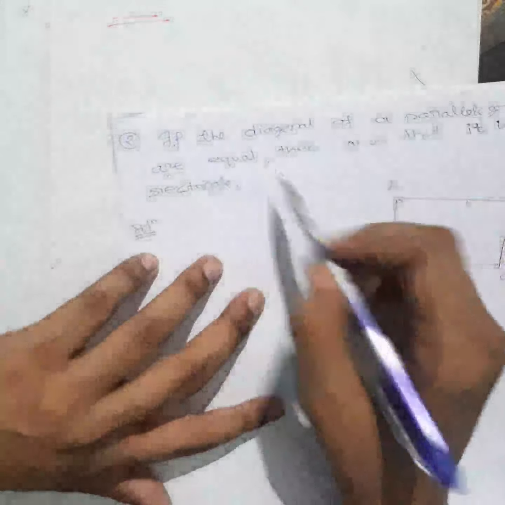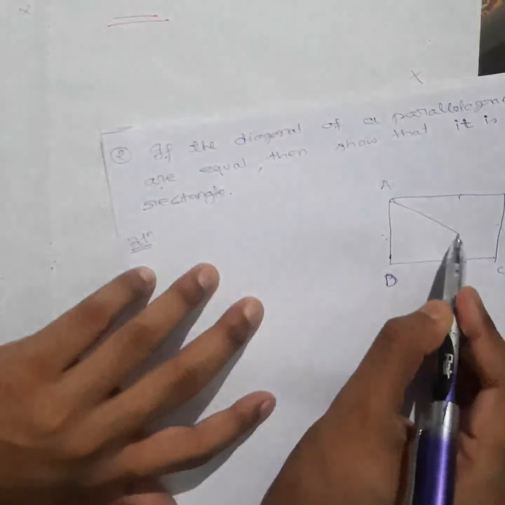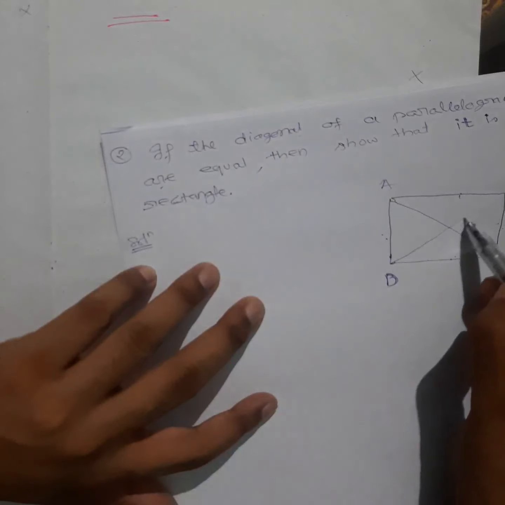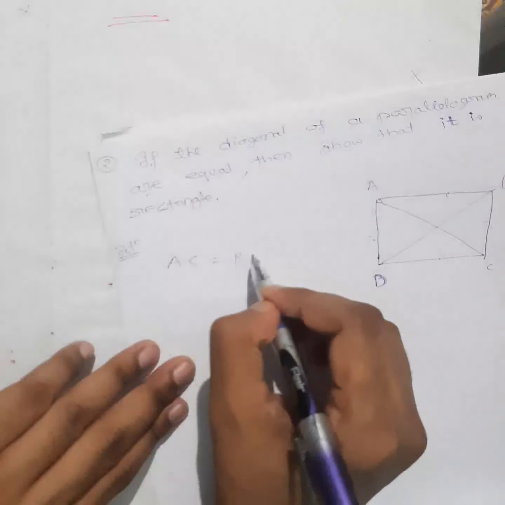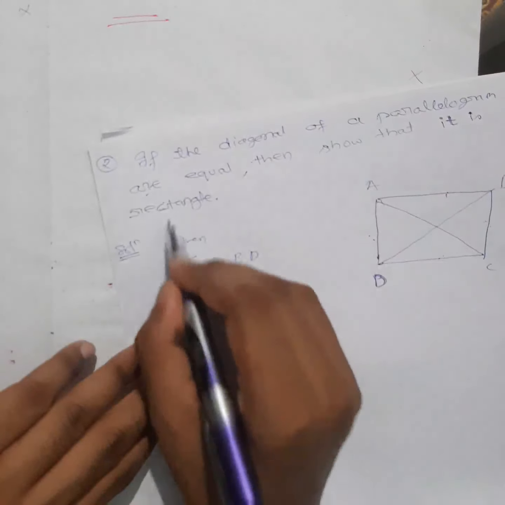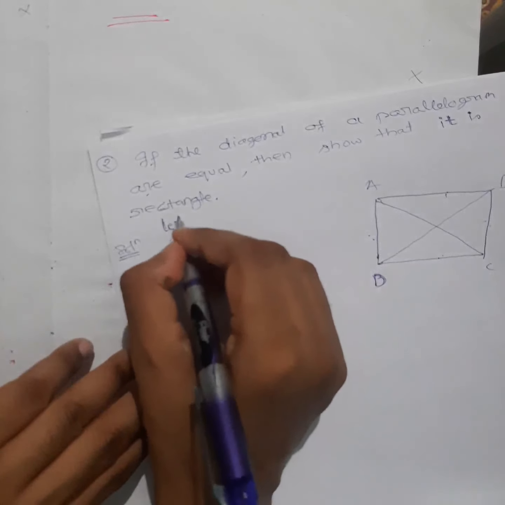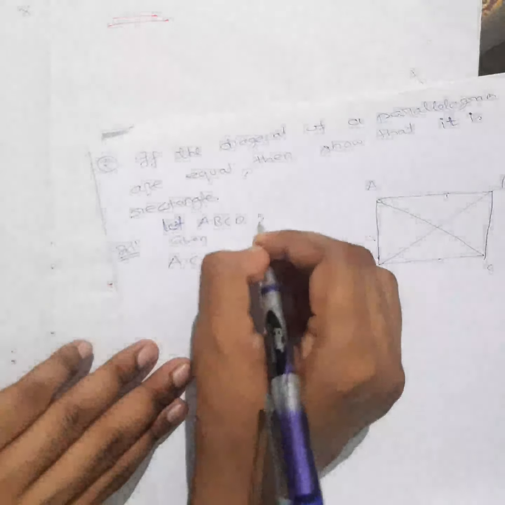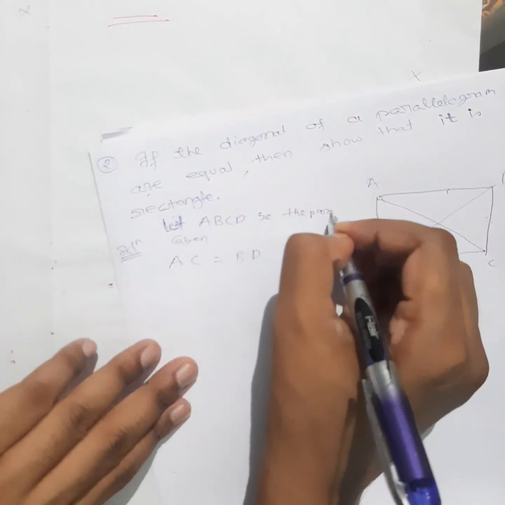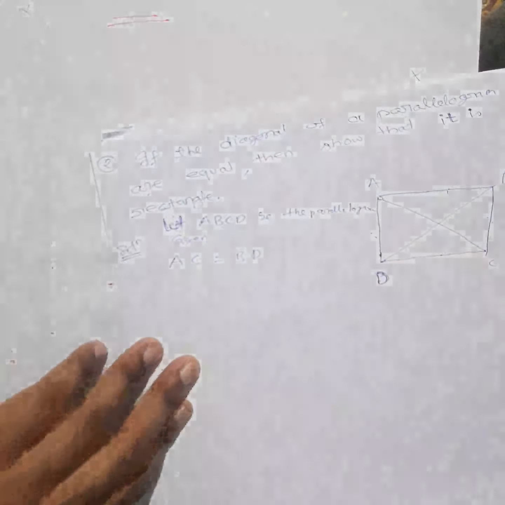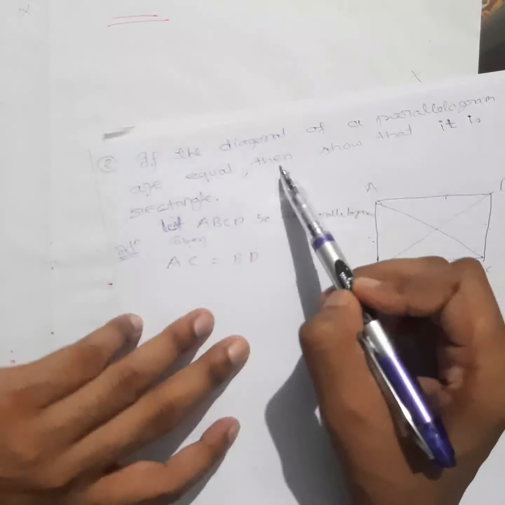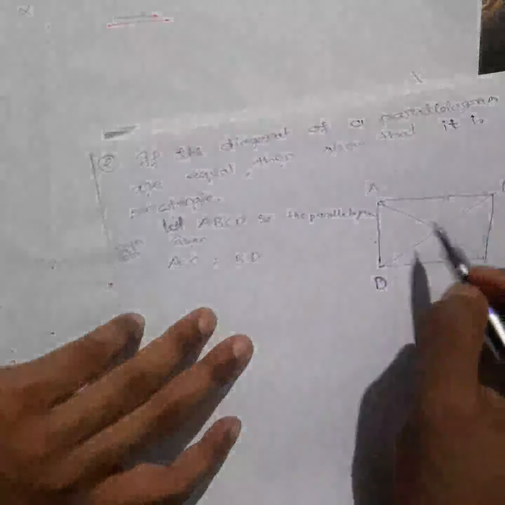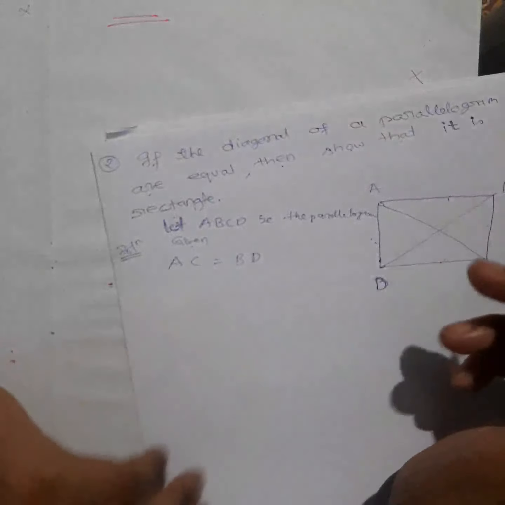If the diagonals of the parallelogram are equal, so the diagonals they have said are equal. So what I can write: AC is equal to BD. This is given. Let ABCD be the parallelogram, then given AC is equal to BD. So this is given in the question itself, right? So this is the given information. Next, let's see what they have asked. Then show that it is a rectangle. So this parallelogram we have to show is a rectangle.